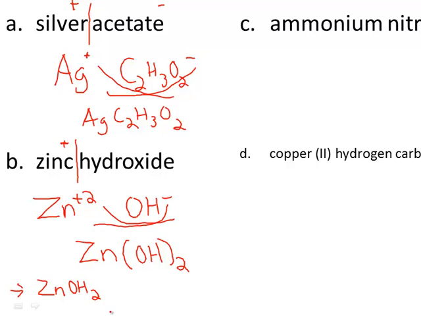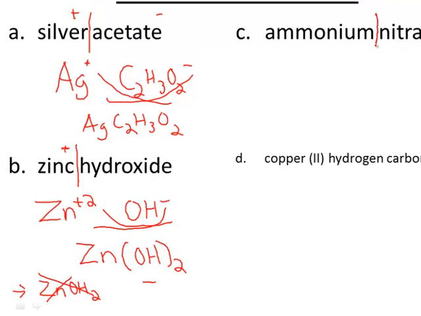Zn(OH)2. Note that these are different. We're only showing 1 oxygen and 2 hydrogens here. We're showing 2 OHs here. So please make sure to put parentheses around our polyatomic.